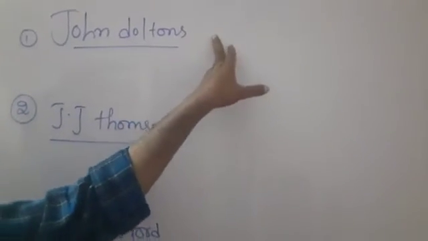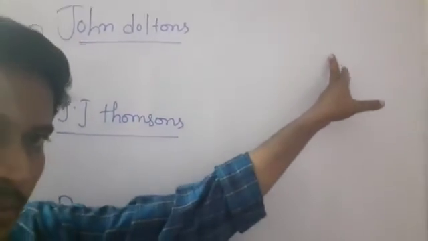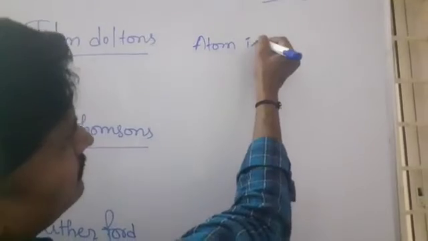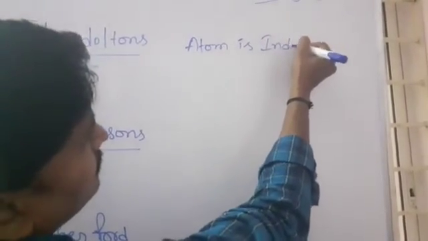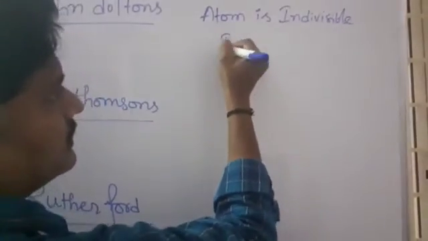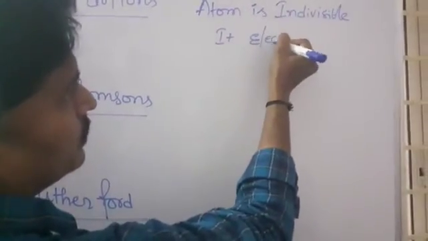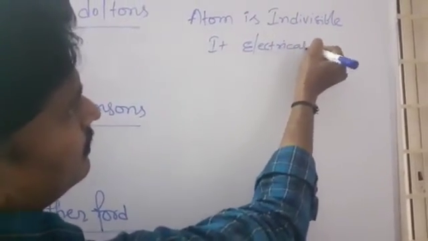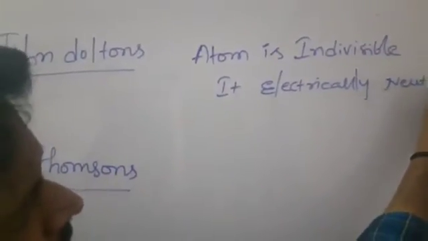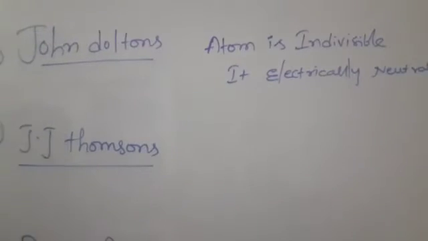So, John Dalton's atomic theory. According to this theory, the atom is indivisible. It is electrically neutral. Right? Atom is indivisible. It is electrically neutral. So this is the concept.